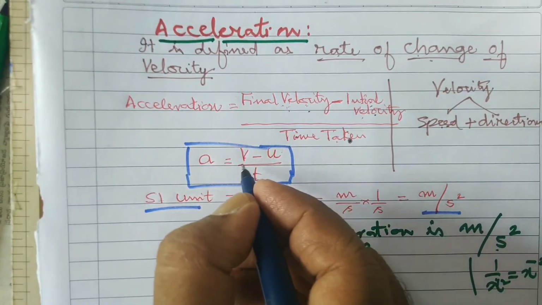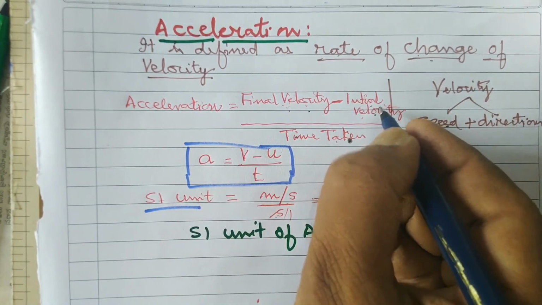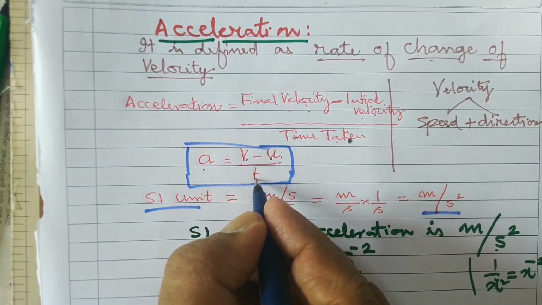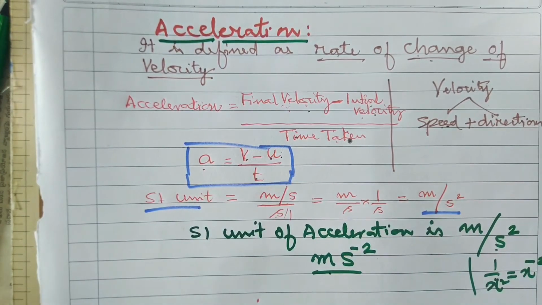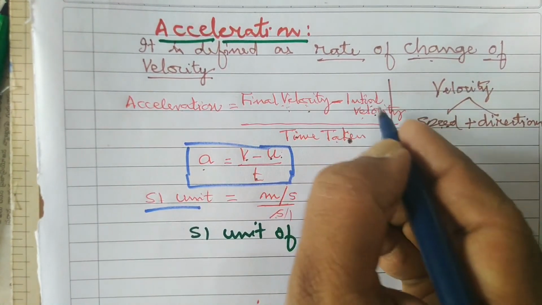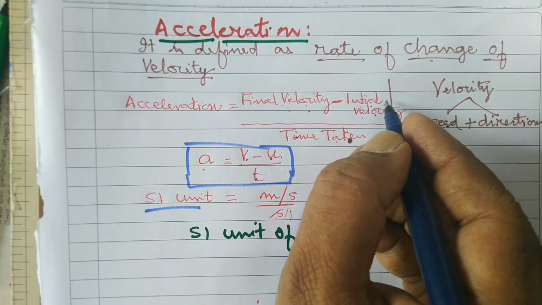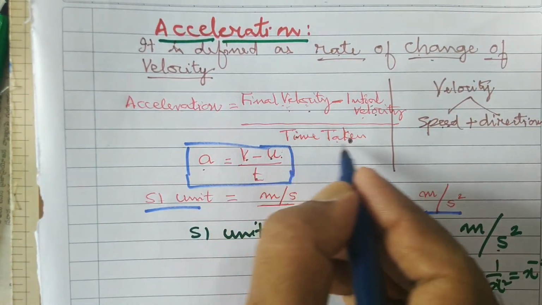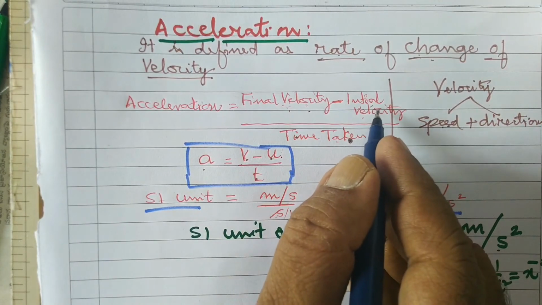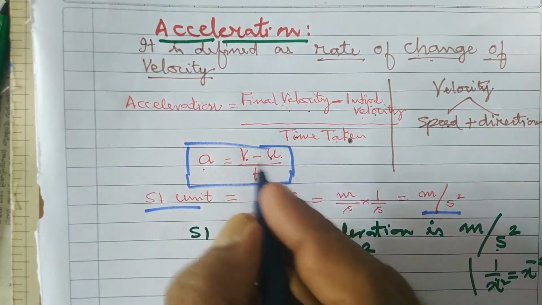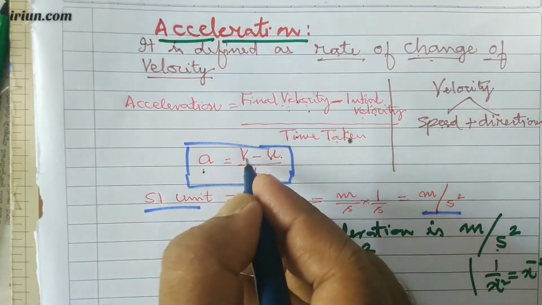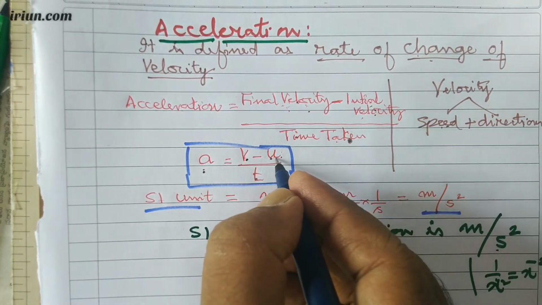Final velocity is indicated by V, initial velocity is indicated by U. So a is equal to V minus U by t. This is acceleration. Acceleration means the velocity in the beginning and the velocity at the end, and how much time it has taken to increase the velocity from initial to final. The acceleration symbol is A, final velocity symbol is V, initial velocity symbol is U.